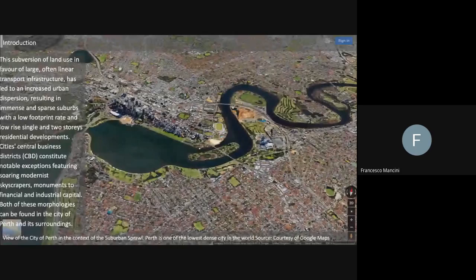the subversion of land use in favor of large and linear transport infrastructure has led to an increase in urban dispersion. So the suburbs are now very sparse, low footprint, with all the issues I mentioned before. While the central business districts, like the one in the city of Perth you're looking at now, are incredibly condensed, an excess, perhaps, not necessarily a bad thing per se, of built mass, which in turn attracts a flow of traffic which is among us every day just to come to the city center.